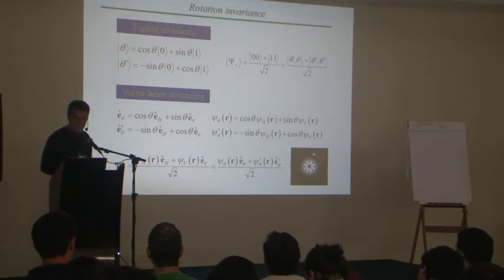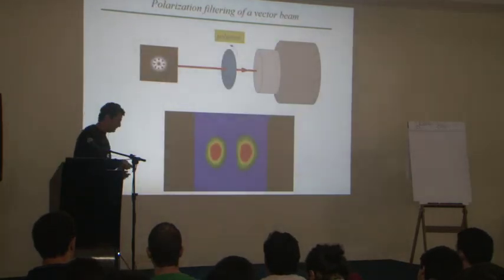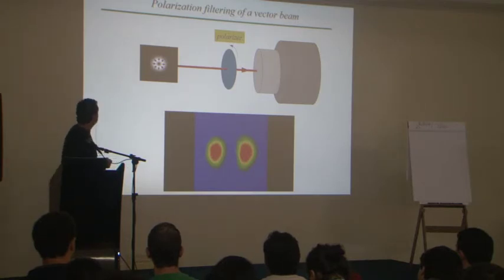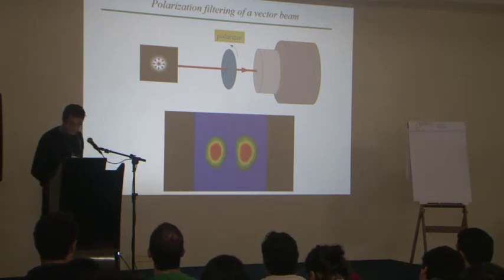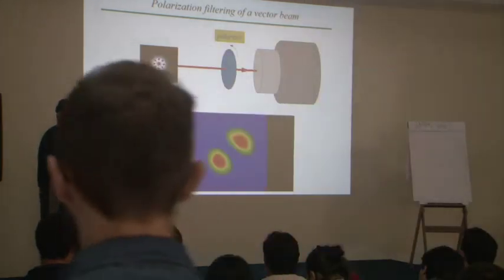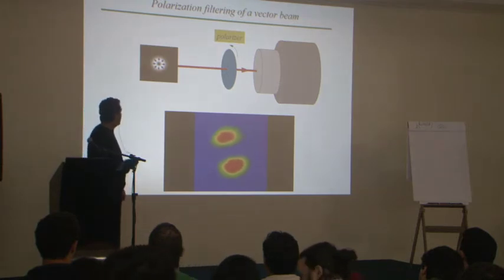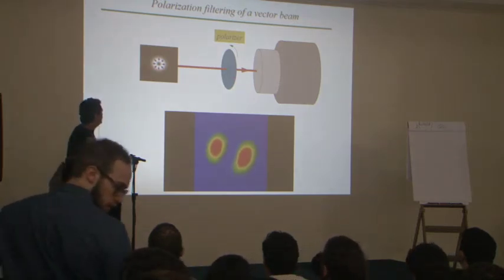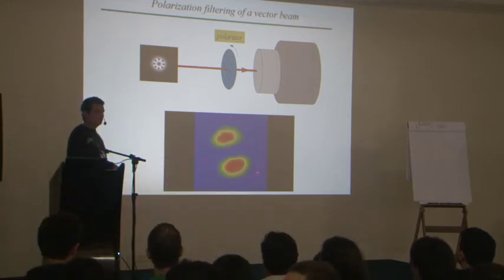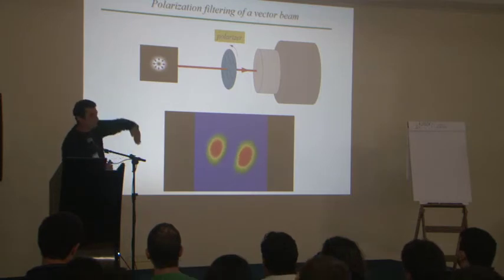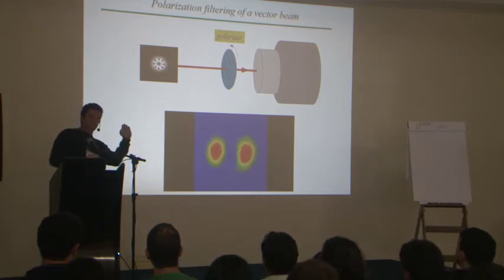Well, this is the idea. So this is the idea. We have the vector beam here. Here is a CCD camera. I have a linear polarizer, and I'll just rotate the polarizer. And there you go. This is the experimental result. As you rotate the polarizer in front of the vector beam, what you get is a rotating Hermite-Gaussian mode that is oriented in the same direction as the polarizer.